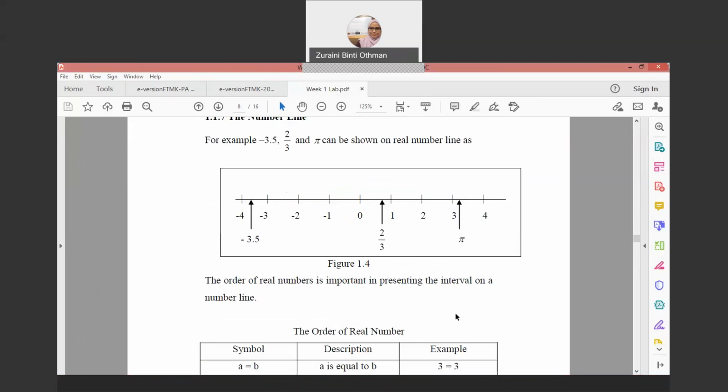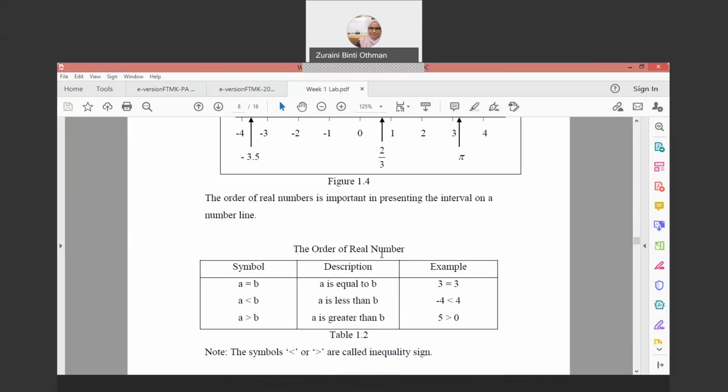Okay, so now the order of real number is important in presenting the interval on a number line. Okay, so this is the order of real number. A is equal to B, the description, and this is the example. 3 is equal to 3. A is less than B. Maksudnya negatif 4 tu lebih kecil daripada 4. Contohlah, A is greater than B. Dia punya description, A is greater than B, then 5 is greater than 0 as an example.